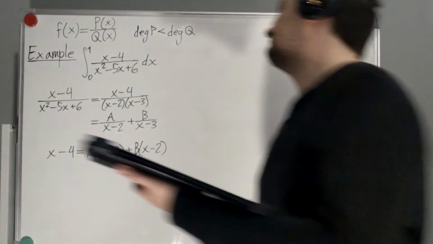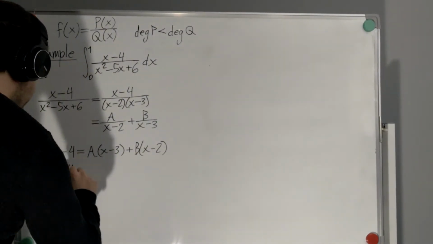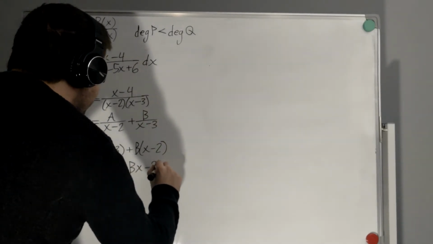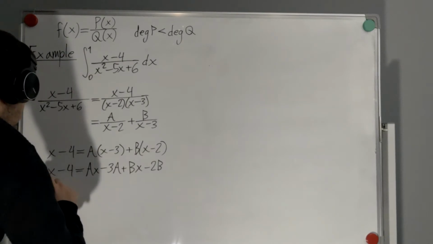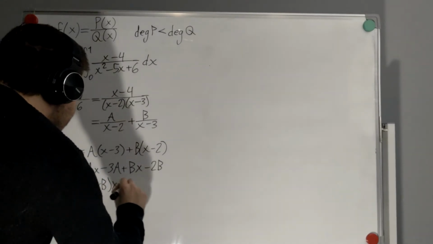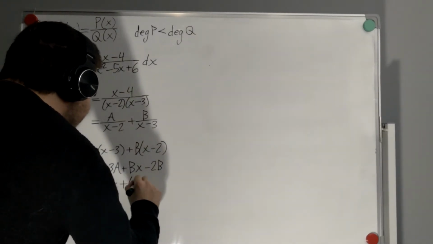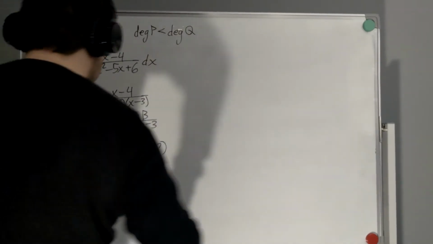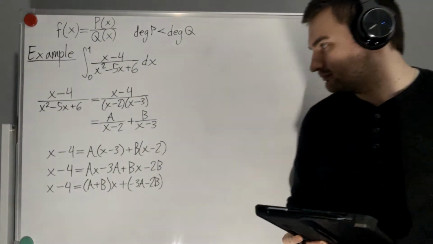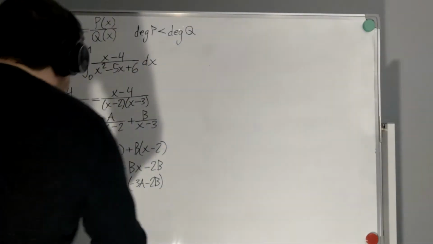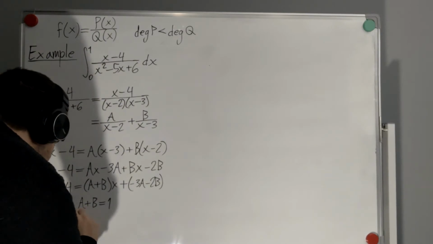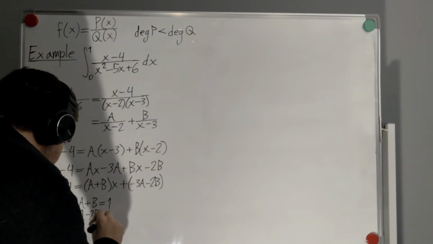And of course, we distribute. So we get x minus 4 equals ax minus 3a plus bx minus 2b. Collect like terms and powers of x, and we get x minus 4 equals a plus b times x plus, I guess, negative 3a minus 2b. And so this indicates that a plus b has to be 1, and negative 3a minus 2b must be negative 4.